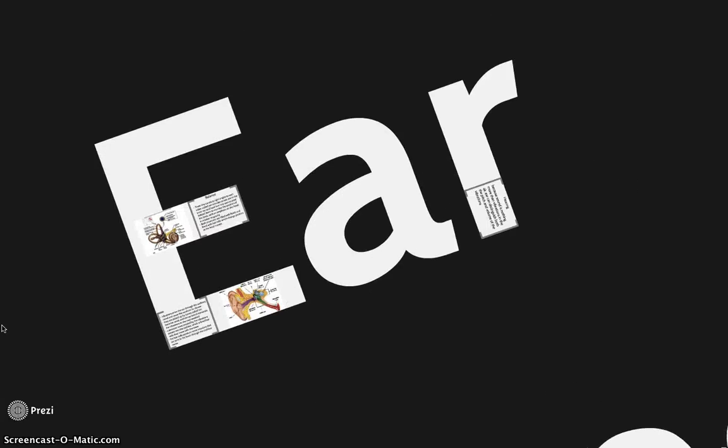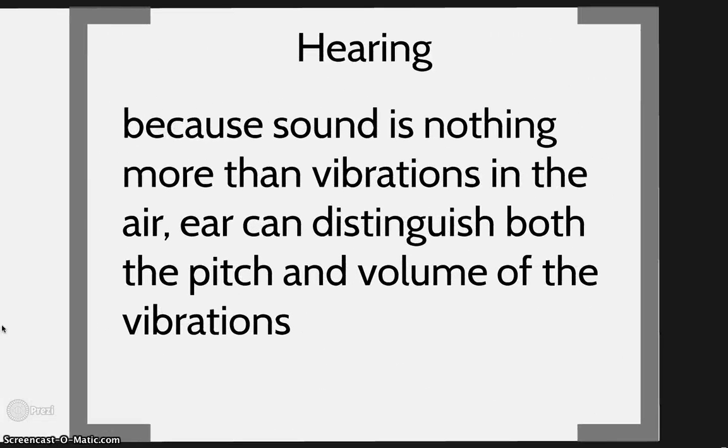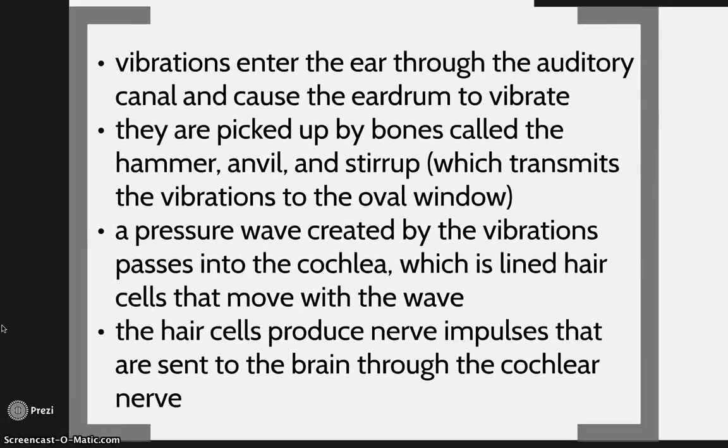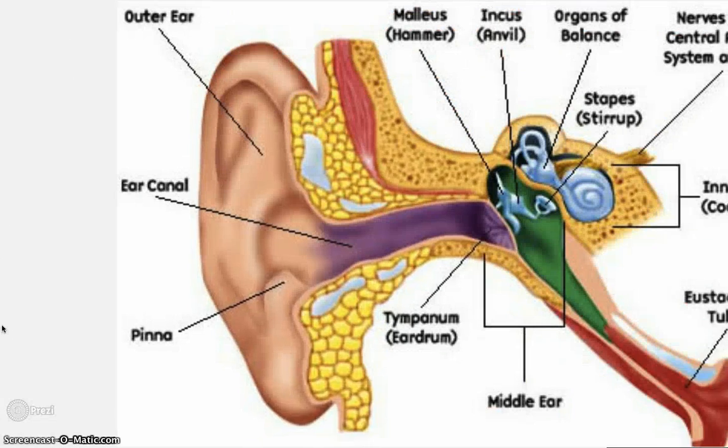Next is the ear. The ear controls hearing, because sound is nothing more than vibrations in the air, and ears can distinguish between the pitch and the volume of the vibrations. Vibrations enter the ear through the auditory canal and cause the eardrum to vibrate. The vibrations are picked up by bones called the hammer, the anvil, and the stirrup. A pressure wave created by the vibrations passes into the cochlea, which is lined with hair cells that move with the wave. The hair cells produce nerve impulses that are sent to the brain through the cochlear nerve.